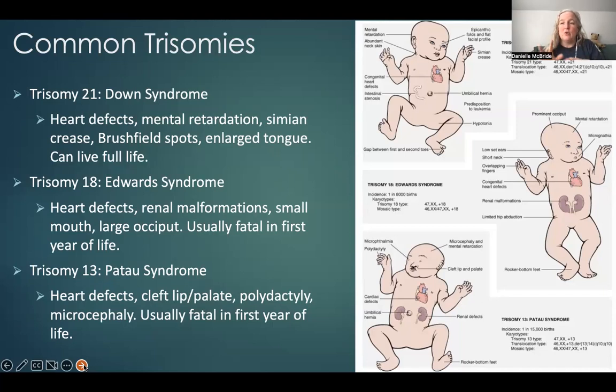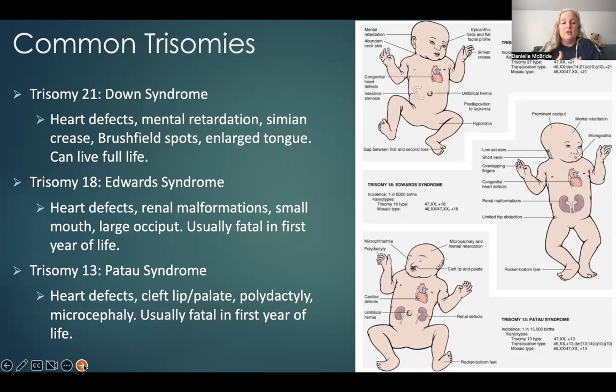There's things with their toes, the gap between the toes. I'm trying to think, low set ears. There's a lot of different things that go with it. And so oftentimes these kids have higher incidence of infections and things like that too.